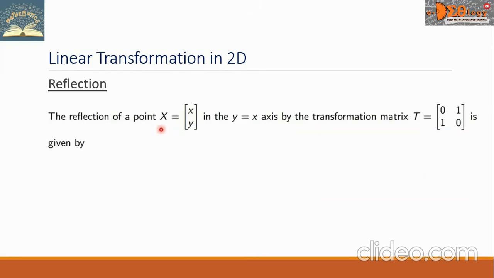The reflection of a point X, the column matrix x y, in the y equals x axis by the transformation matrix T equals 0, 1, 1, 0 is given by the new point x prime, y prime respectively. This is equal to capital T times capital X. Let us substitute the corresponding matrices, it will be like this. And when we simplify, our new point will be this column matrix y x respectively.